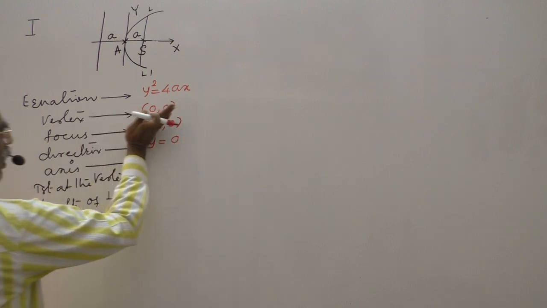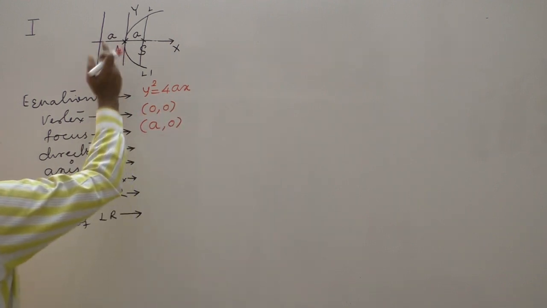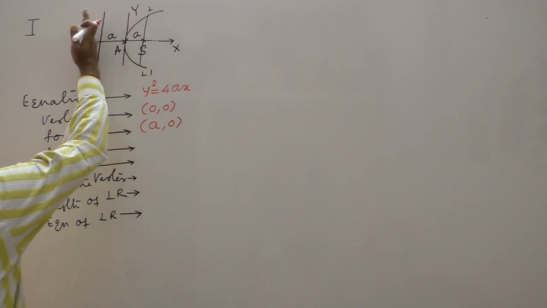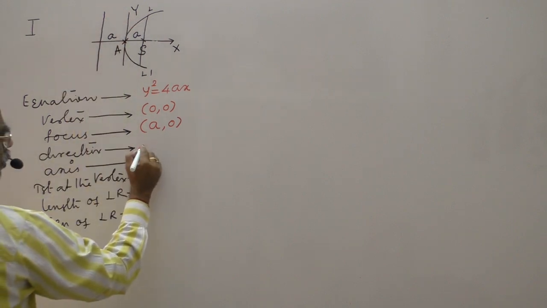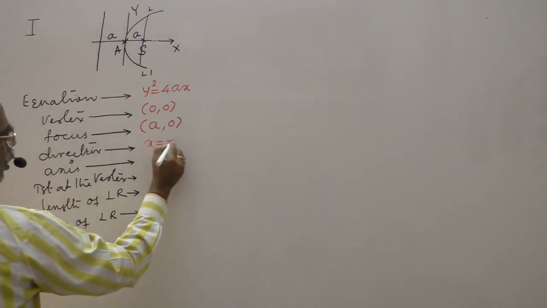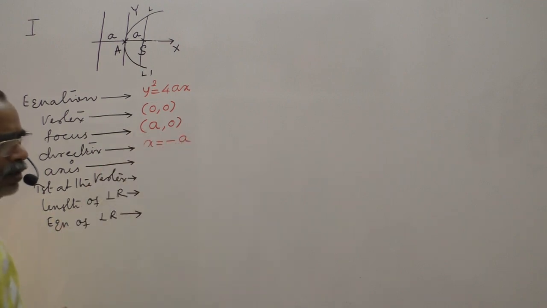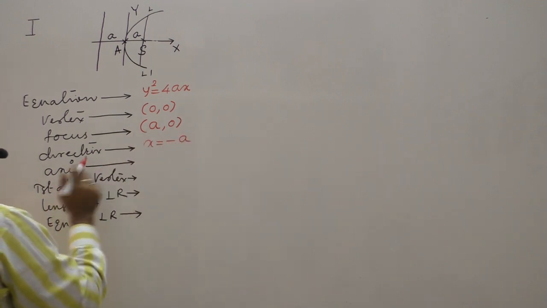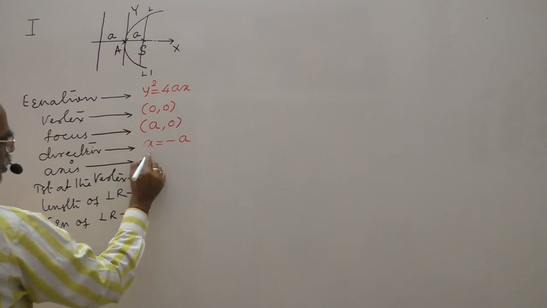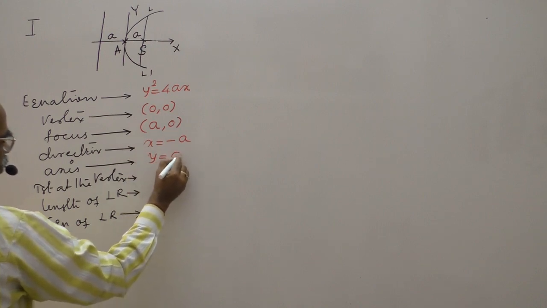What is the directrix? It is a line parallel to the y-axis. On the left side, any line parallel to the y-axis is x equal to something. What is the axis? The x-axis, y equal to 0.